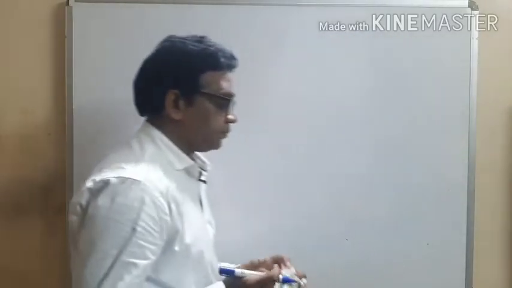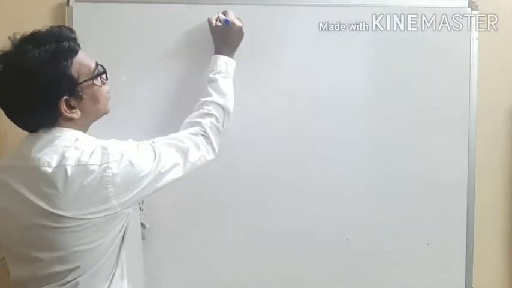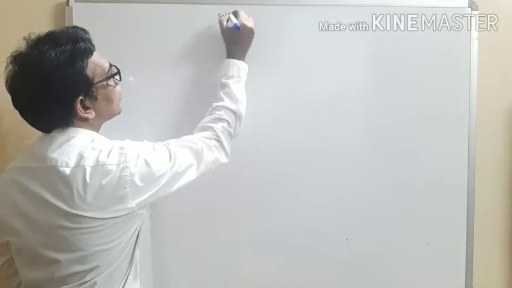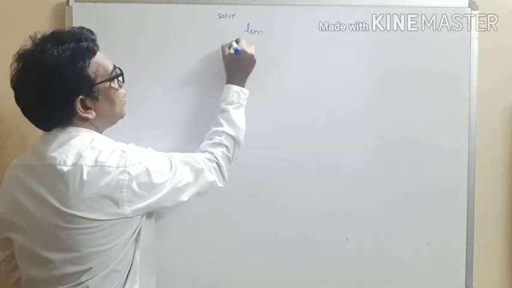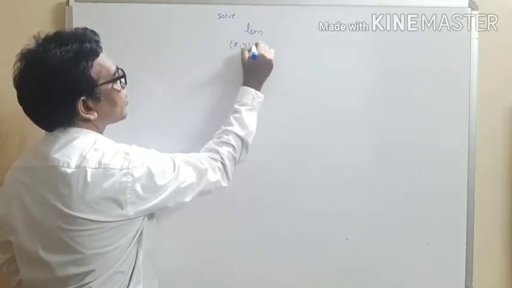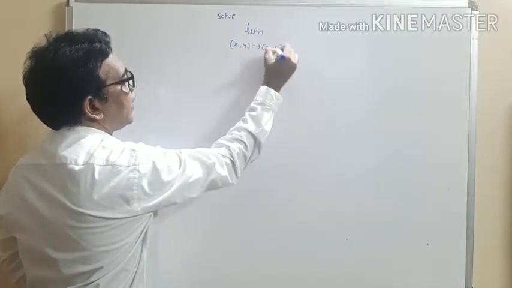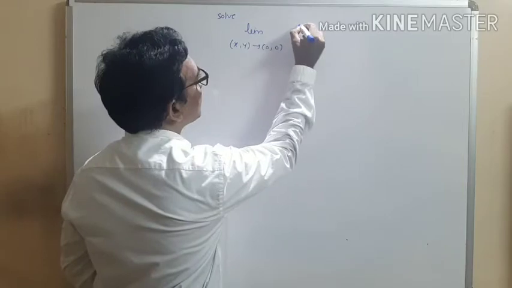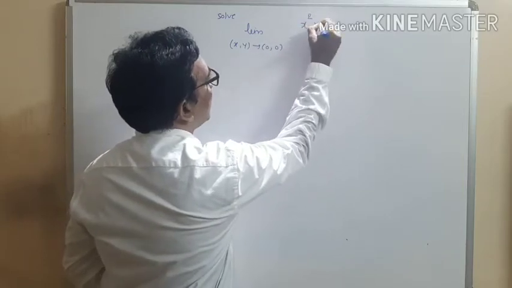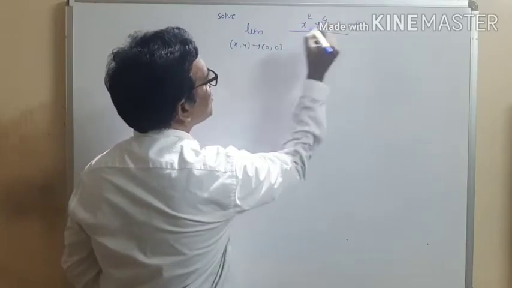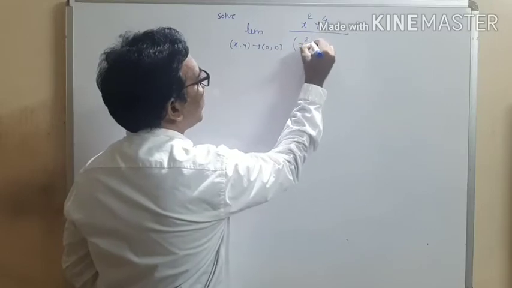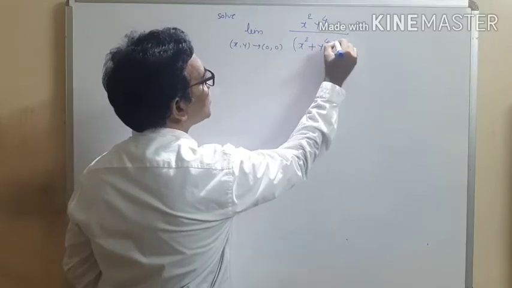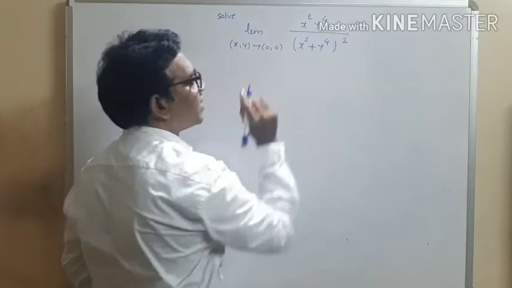Solve limit (x, y) tends to (0, 0) of x square y raised to 4 divided by (x square plus y raised to 4) bracket square.